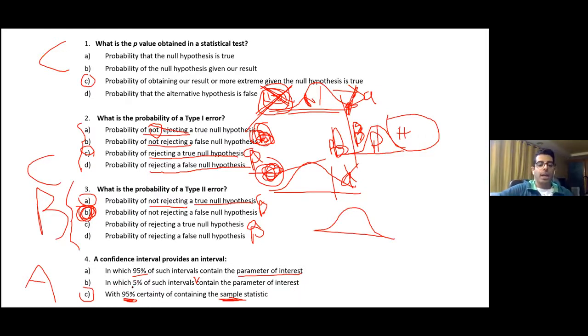C says with 95% certainty of containing the sample statistic. That is wrong, because it should always be 100% that you include the sample, never anything below that. So that's why C in this case is wrong. The actual correct answer is A. And I put it here. So let me see the open file.